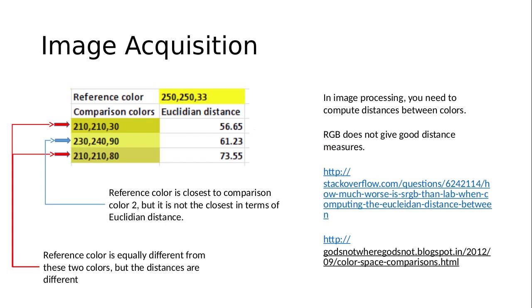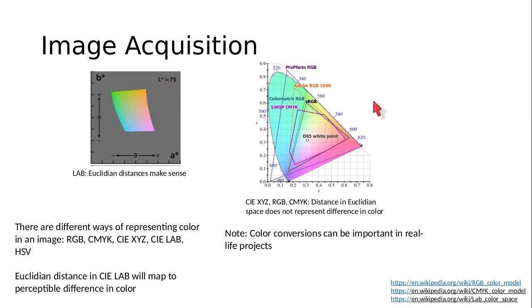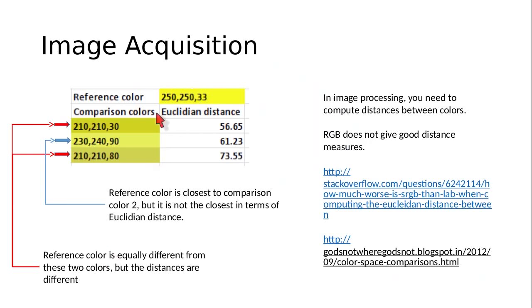So what kind of color measures would you end up using? You use other color measures, which are CMYK color measures, CIE color measures, CIE LAB color measures. So the LAB color measures are the most popular ones, because Euclidean distance in CIE LAB maps to human perception differences. So if two colors are very close to each other in the LAB space or the CIE LAB space, for a human being also the two colors will be very similar to each other. This is not the situation in RGB. In RGB, two colors may be close to each other, but a human being may think that these two colors are different.